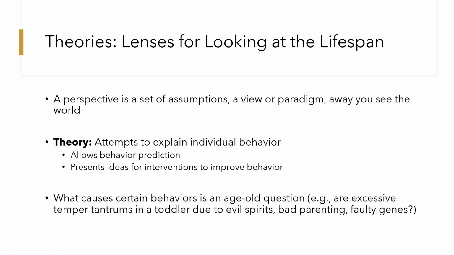All right, theories or lenses for looking at the lifespan. You may have talked about this in an intro to psych class, so we'll talk a little bit about it here. But theories are basically a perspective or a set of assumptions, a view, a paradigm, a way that you see the world. We all see the world in a little bit of a different way. And that's the idea of a psychological theory. This is a way that we attempt to explain behavior based on a particular set of assumptions or a perspective. And it allows us to predict behavior and gives us some ideas for interventions to improve behavior.